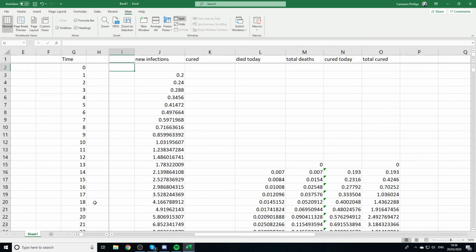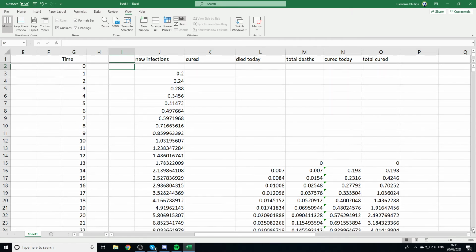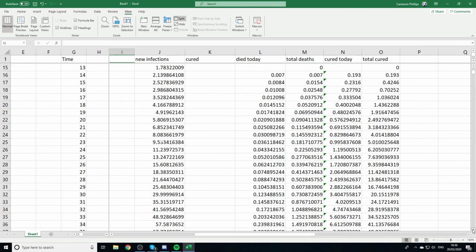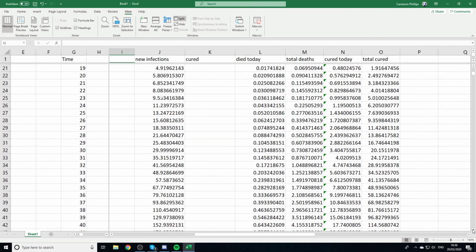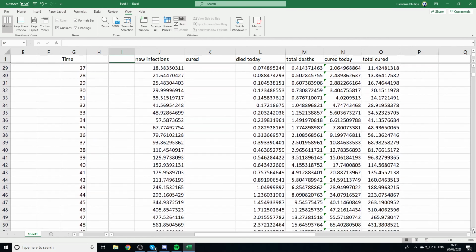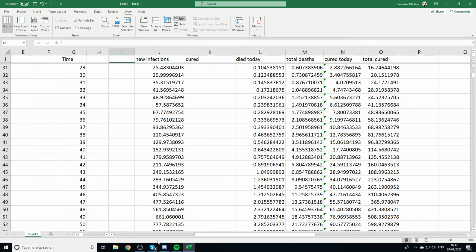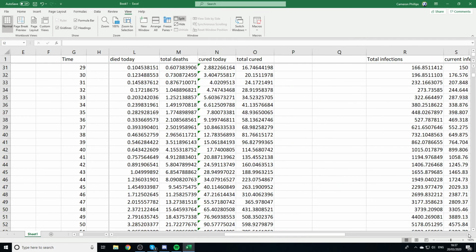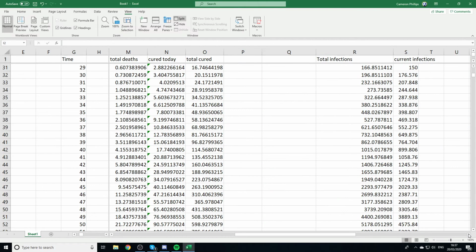So here's the time. Let's look at day 50. On day 50, we're getting 777 new infections a day. 3 died today, total deaths 21. Cured today 90, total cured 598. Total infection 5,000. Current infections 4,500.